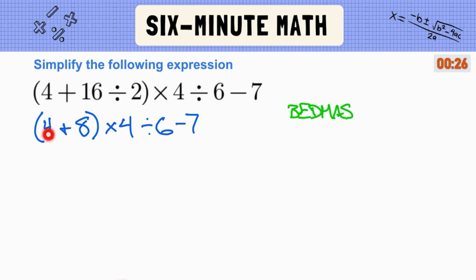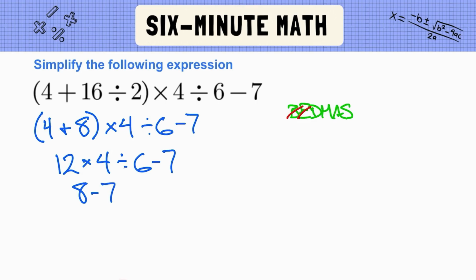I now simplify my brackets. I still don't have that step complete. 4 plus 8 is 12 times 4 divided by 6 minus 7. Now my brackets are finished. I don't have any exponents, so I move on to my division and multiplication. 12 times 4 is 48, divided by 6 is 8. My next line is going to be 8 minus my remaining 7. And then after I cancel off those steps, I simply subtract 7 from 8 to get 1.